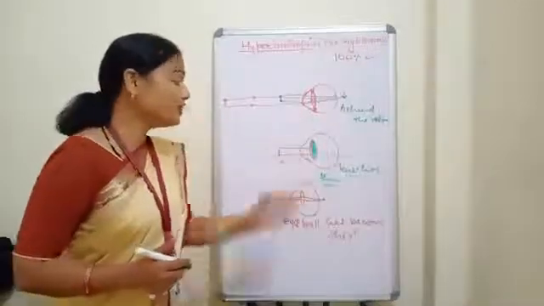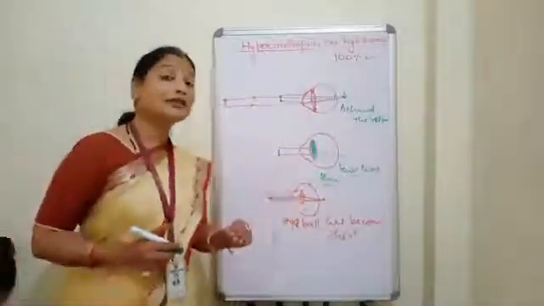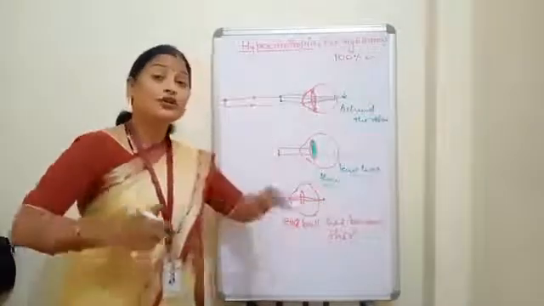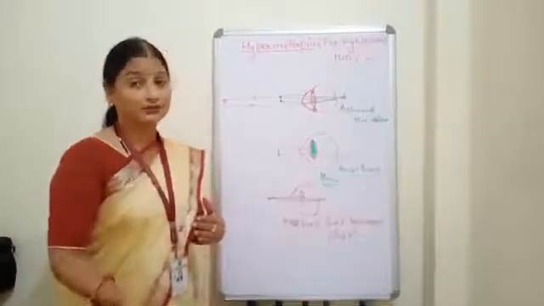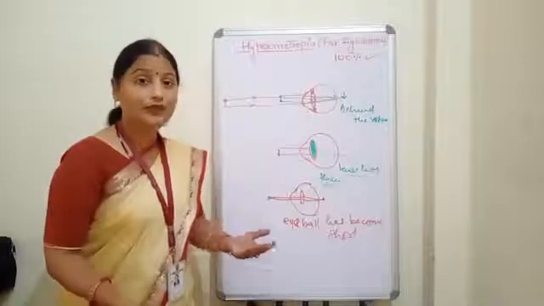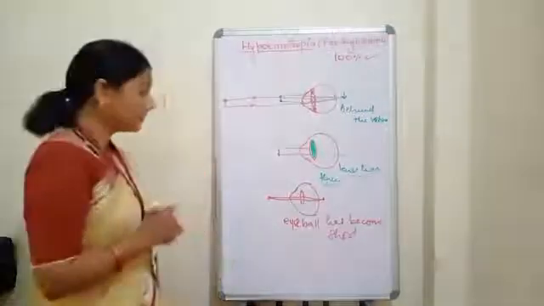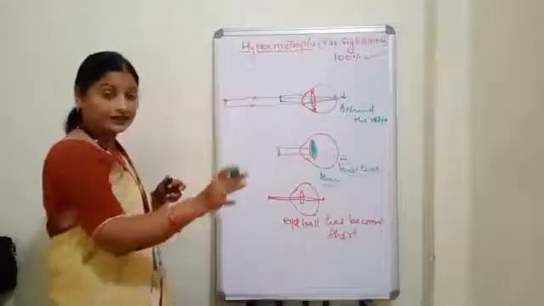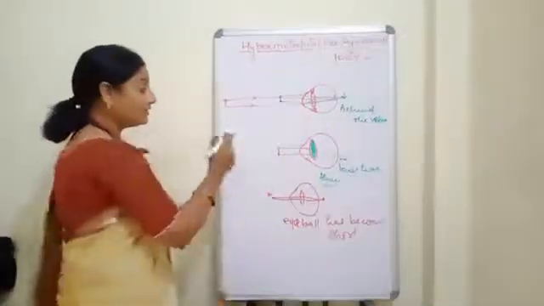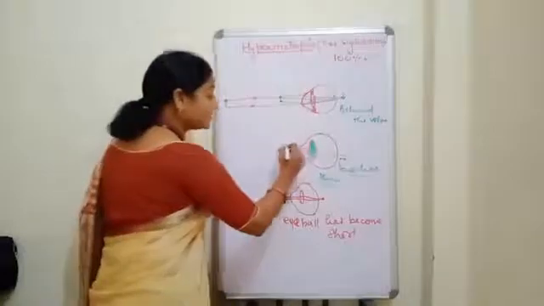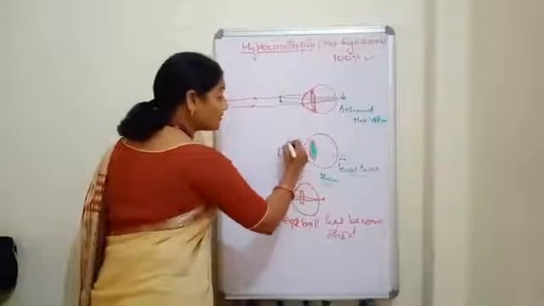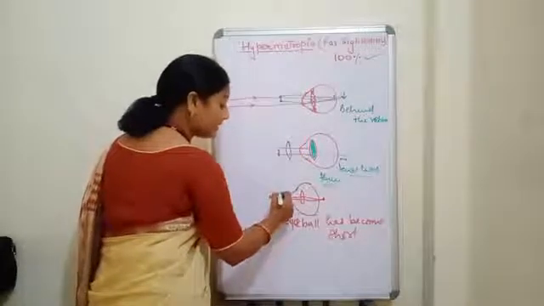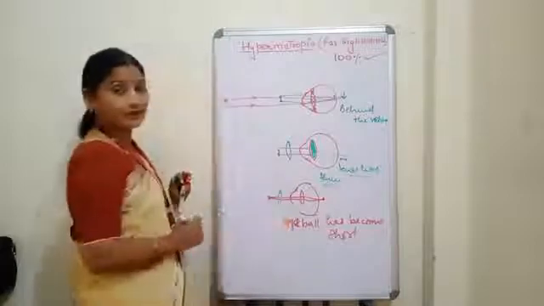Now children, from here only you can think about what to do to increase the power of convergence. What do the doctors do? The doctors measure this distance and everything by their technology, and then they advise us to use one more convex lens in front of the eye.